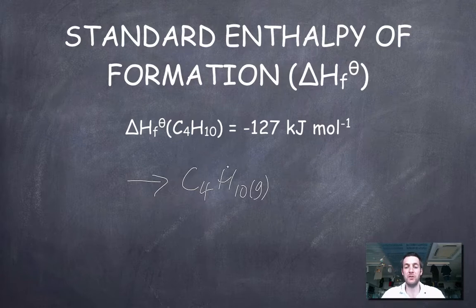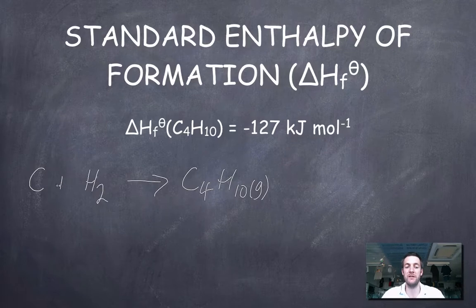The enthalpy change for this process is minus 127 kilojoules per mole when this material is made from its elements, carbon and hydrogen. But carbon is written as a monatomic substance. Hydrogen does not exist as a monatomic substance under standard laboratory conditions. It's diatomic.